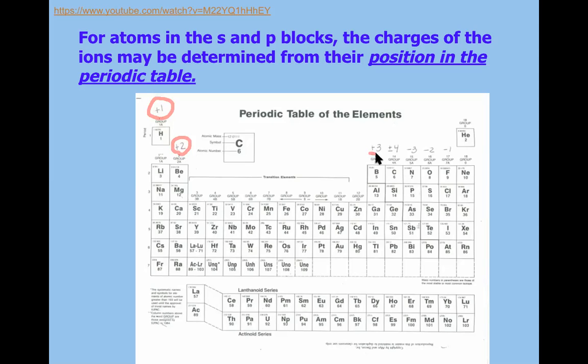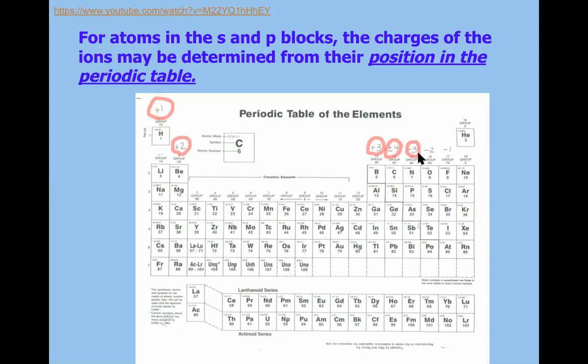Now come to the third one. Group 13 loses 3 valence electrons, becomes 3 positive. Group 14 has 4 valence electrons, and it depends. It may lose, gain, or share, depending on the other atom it's joining. So based on whether it loses or gains, it becomes positive or negative 4. And come to group 15. Group 15 has 5 valence electrons, so they add 3 more electrons and become 3 negative.